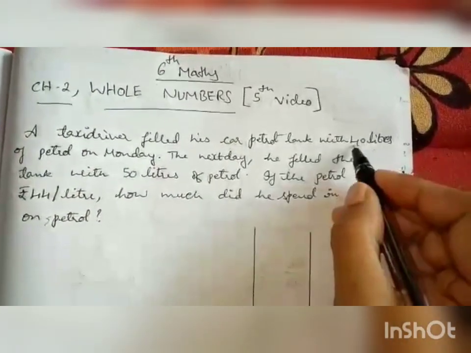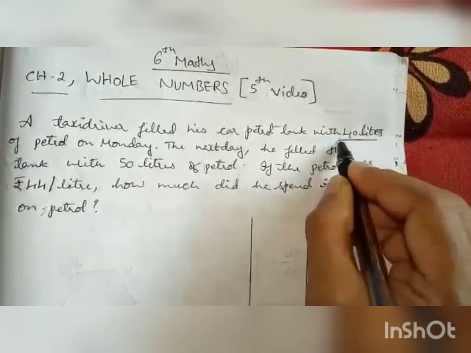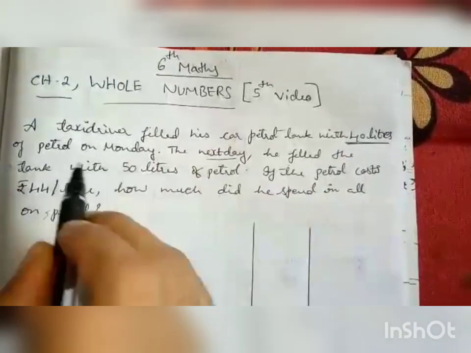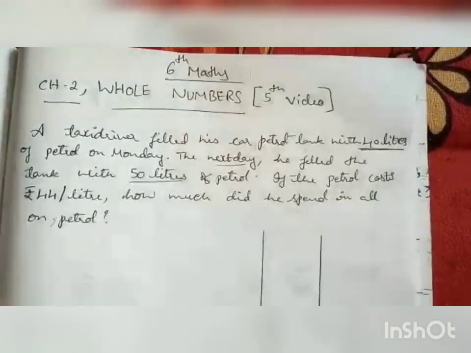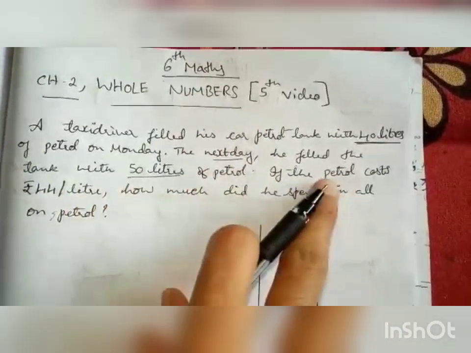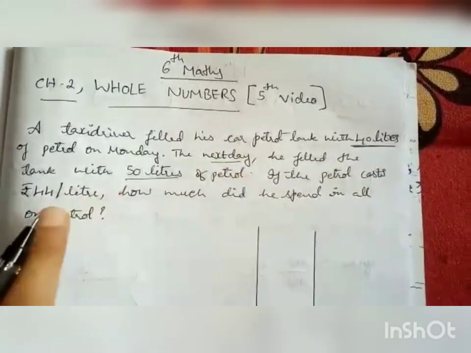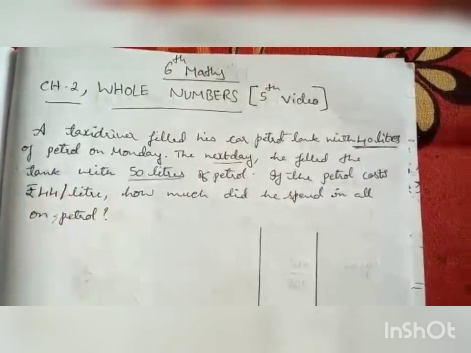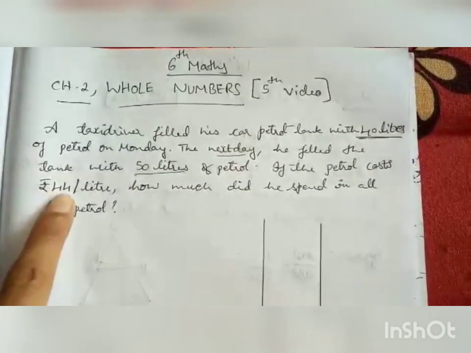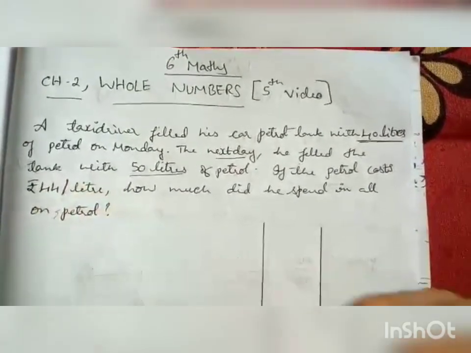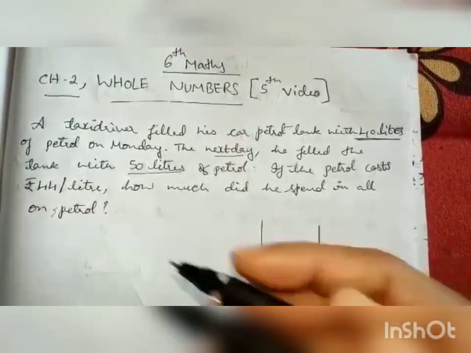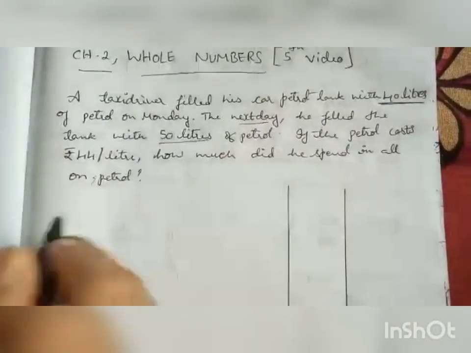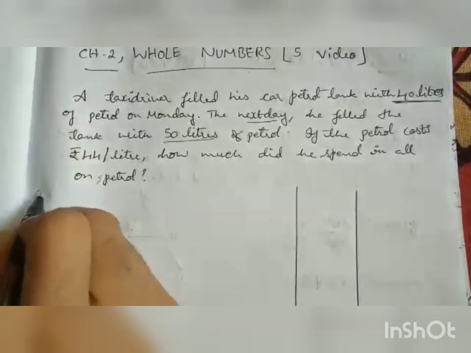He filled 40 liters. Okay, on Monday he filled 40 liters of petrol, and the next day he filled 50 liters. And the cost of petrol is rupees 44 per liter. So for 1 liter it is rupees 44. You have to find how much money he spent on this petrol. So we'll start the solution.